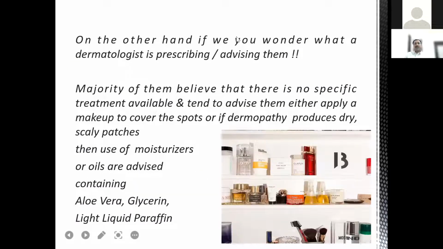On the other hand, if you wonder what a dermatologist is prescribing or advising, the majority of them believe that there is no specific treatment available and tend to advise either applying makeup to cover the spots, or, if dermopathy produces dry scaly patches, using a moisturizer or oils containing aloe vera, glycerin, or light liquid paraffin. So that is the most common advice given by dermatologists.